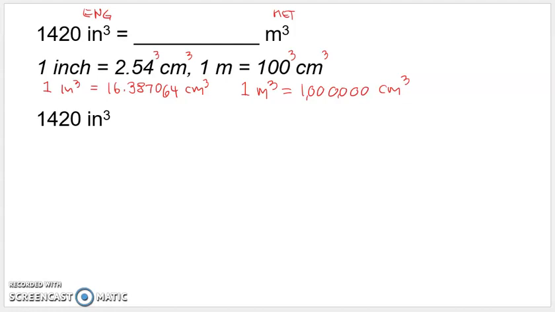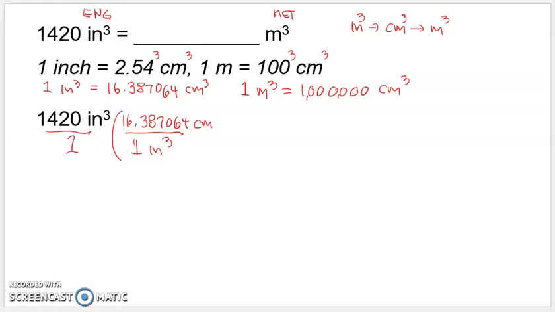Now I'm going to convert. I'm going to go from inches cubed to centimeters cubed, and then centimeters cubed to meters cubed. I want to cancel my inches cubed, so I know that 1 inch cubed is equivalent to 16.387064 centimeters cubed.